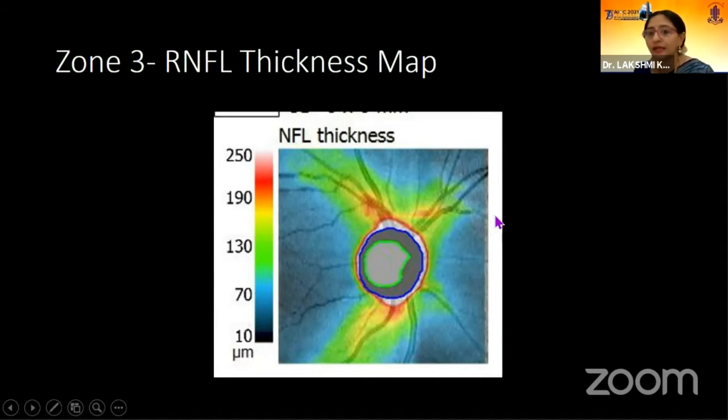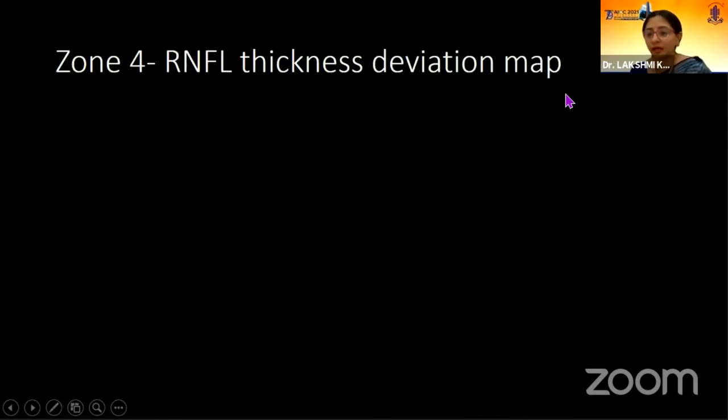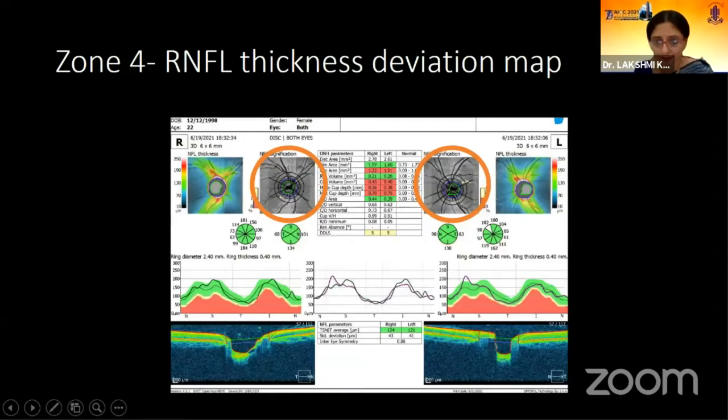The hot colors are thicker and normal. The cooler the colors are, it is abnormal. It has a typical bow tie pattern, can be bifid, which is normal. Then we come to the RNFL thickness deviation map.